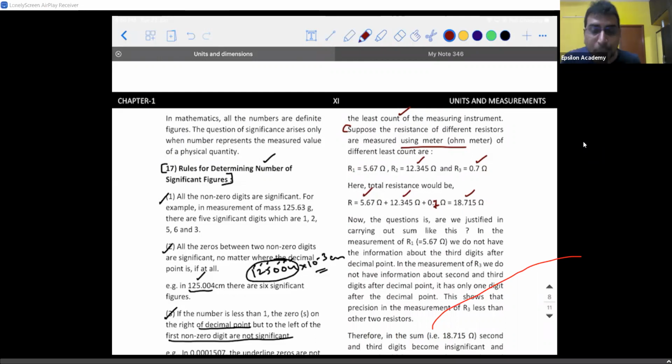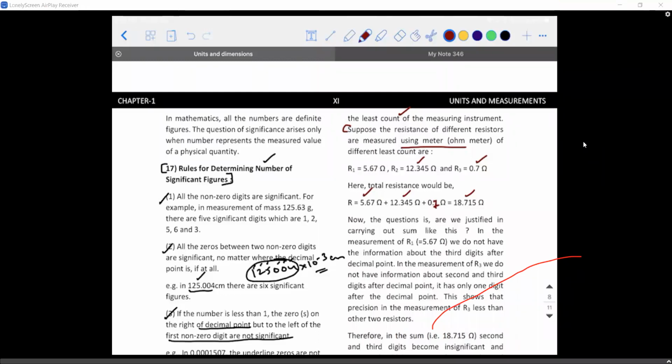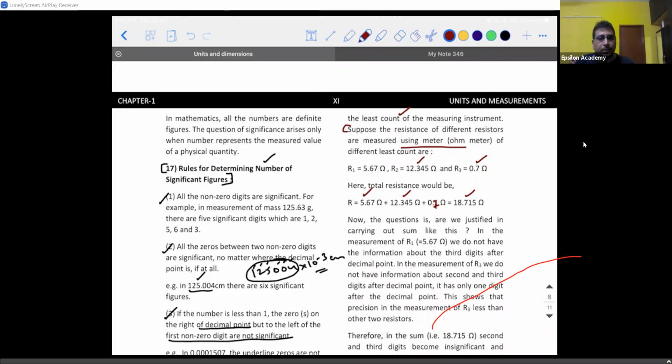But here comes an important question. What is it? The first ohm meter could measure only up to 2 decimal values, second one up to 3, and the third one up to 1 decimal value. But when you add all these three devices and connect them in series, you're getting the answer as 18.715. Is that the answer you're supposed to write? No, sir. Why? Because you made a mistake in the other two measurements, right?